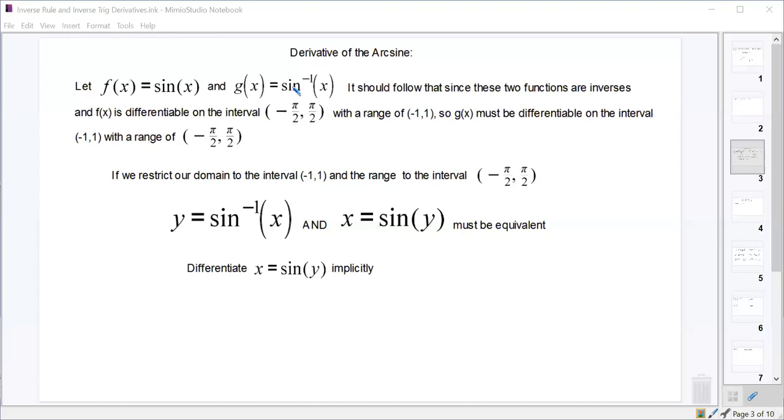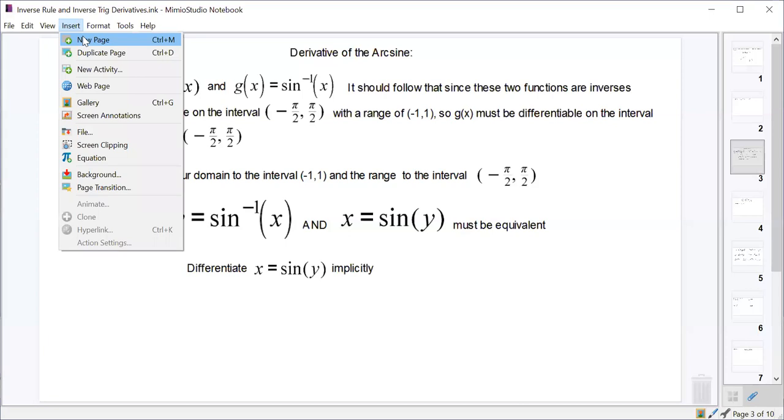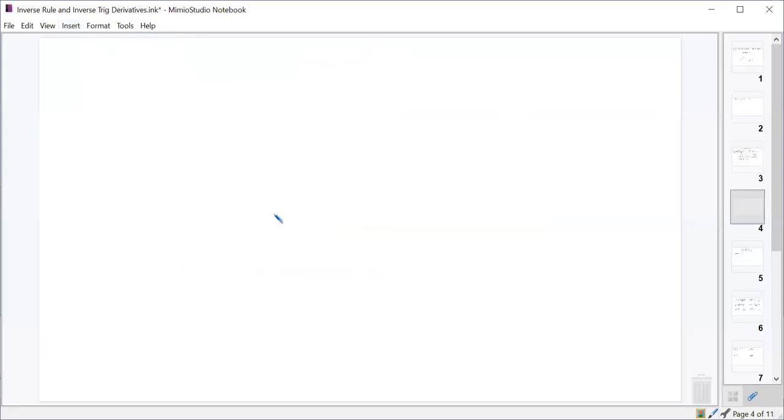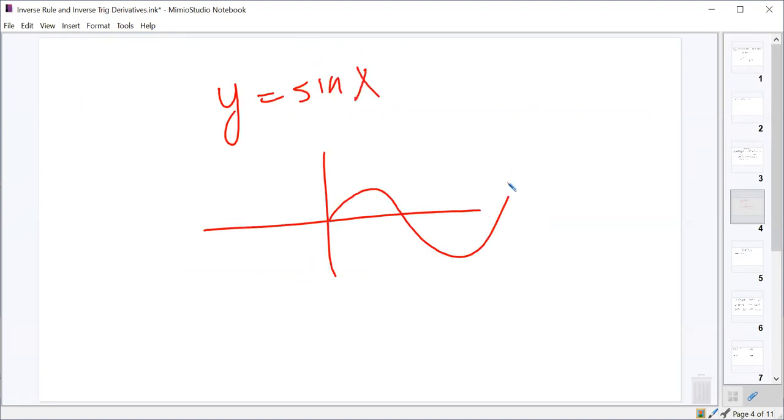All right, so we're going to talk about derivatives of inverse trig functions now. And so for inverse trig functions, we have to at least have a little bit of knowledge about inverse trig functions. We're all familiar, I hope, with the function y equals sine x, right? Looks like this, yeah?